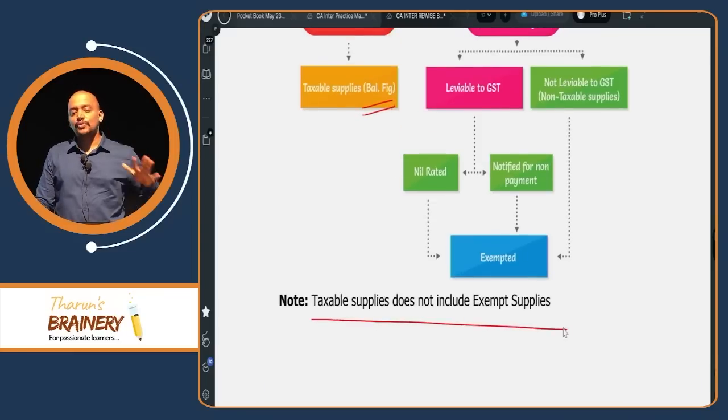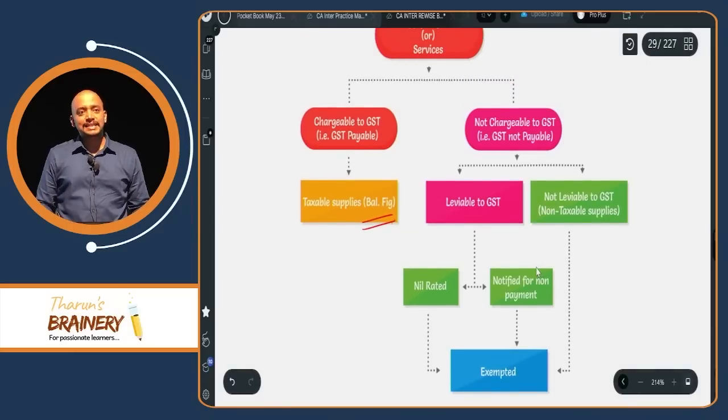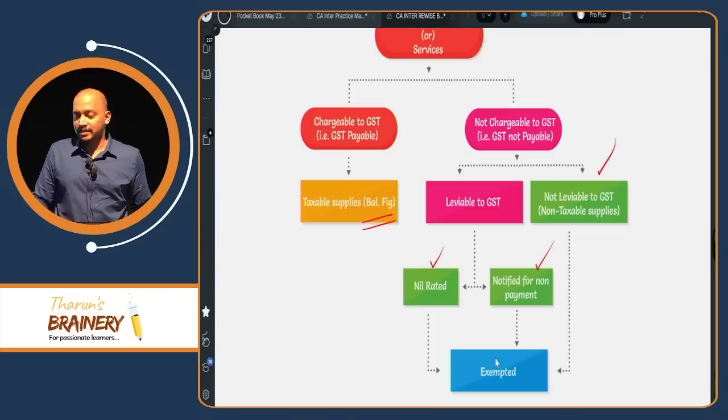So one final time, what is the meaning of exempted supply? Notified as exempted, nil rated and non-taxable. These 3 are treated as exempted supply. So taxable supply is balancing figure.